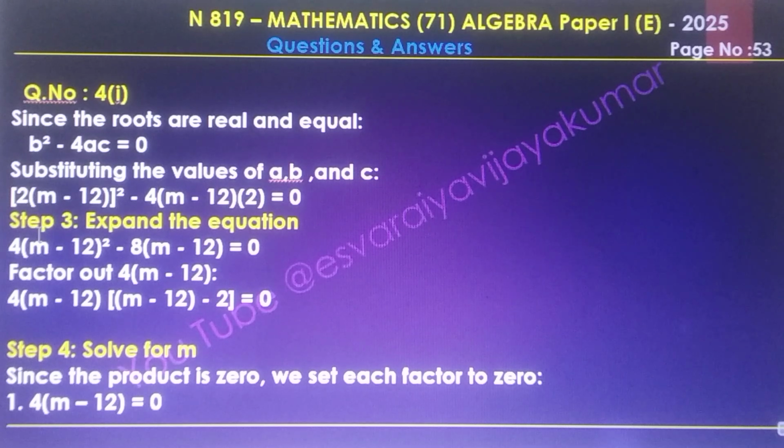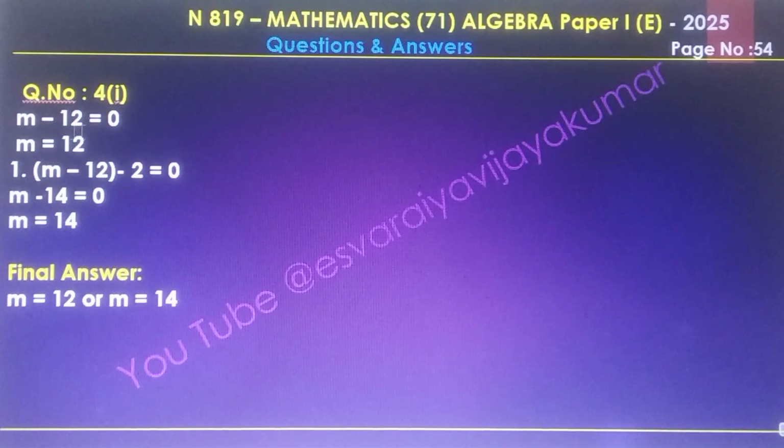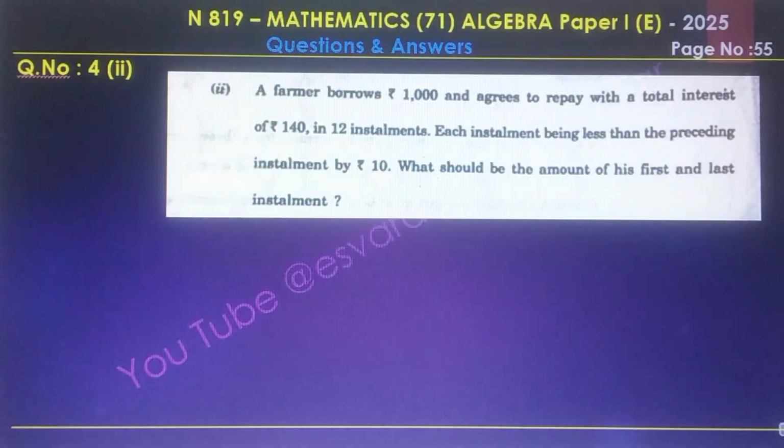We are getting step 2 and step 3 the same way. Factor out m: 4m(m minus 12). Step 4, solve for m. Then 4m(m minus 12) equal to 0. Finally we are getting m equal to 0 or m minus 12 equal to 0, so m equal to 12. So m equal to 12 or m equal to 14. That is the final answer.